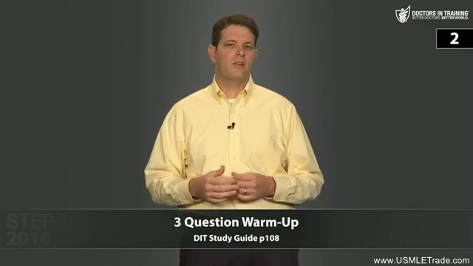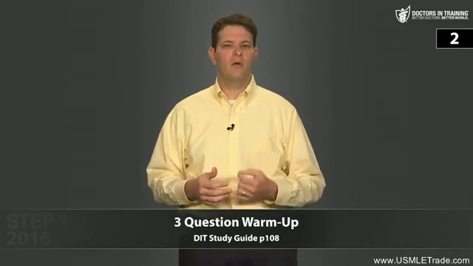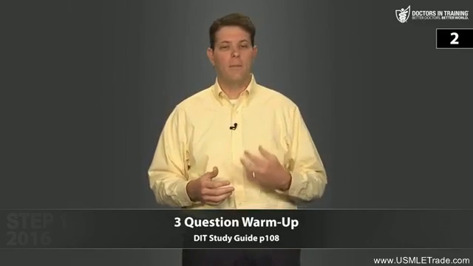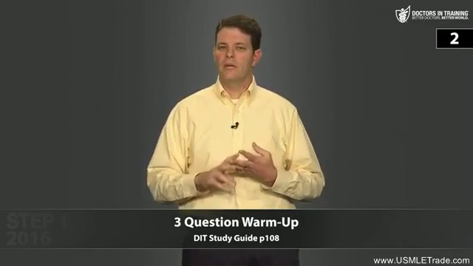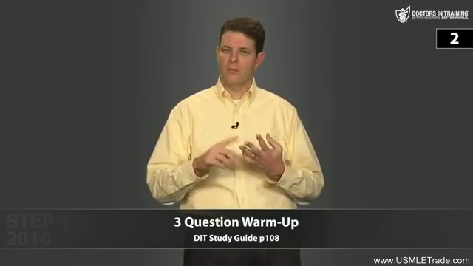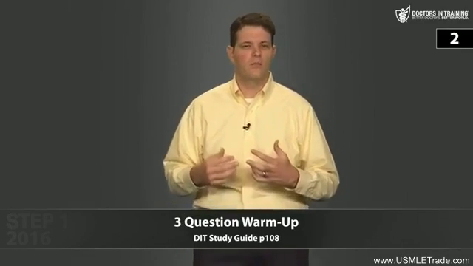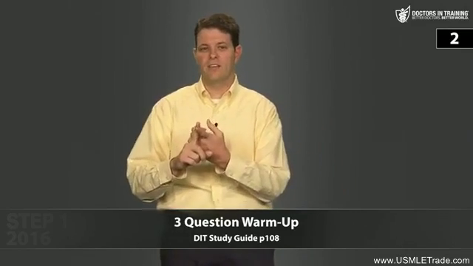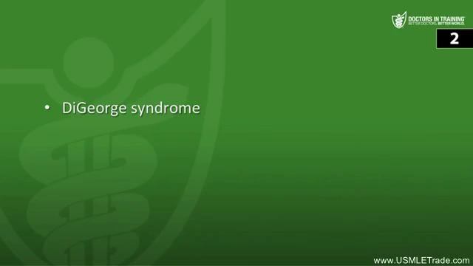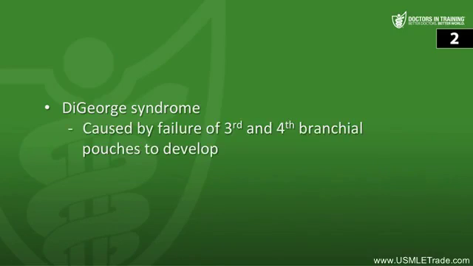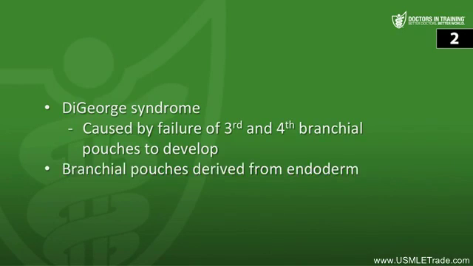Next, a mother brings in her 2-year-old child who has had multiple viral and fungal infections and is found to be hypocalcemic. Which of the 3 types of germ cells, ectoderm, endoderm, and mesoderm, gives rise to the missing structure in this child? So this is one of those multi-step questions. First, you have to recognize this patient has DiGeorge syndrome. Then the next step is to know that DiGeorge syndrome is caused by failure of the 3rd and 4th branchial pouches to develop. Remember, that means no thymus and no parathyroids. And then finally, you have to remember that the branchial pouches are derived from endoderm. So the answer here is endoderm.